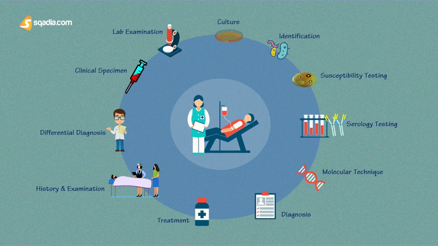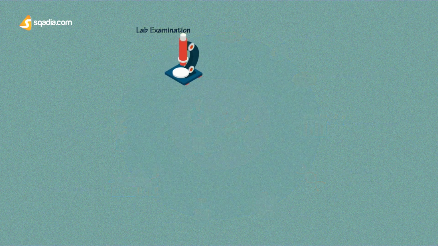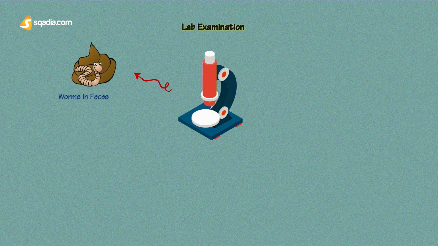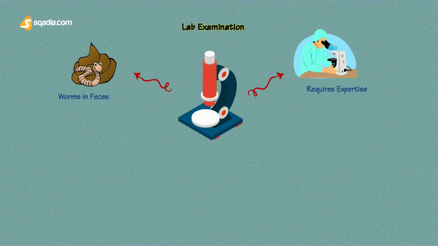Now let's discuss the different sorts of lab investigations that we carry out for different patients. Specimens may be examined grossly, for example, to detect adult worms in feces. Although microscopy is rapid, it is insensitive and requires considerable expertise. Specificity may also be a problem if commensal organisms may be mistaken for pathogens.